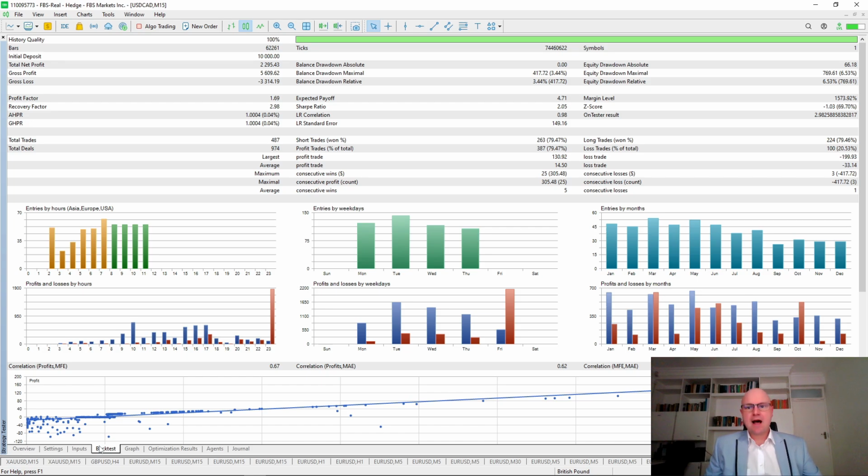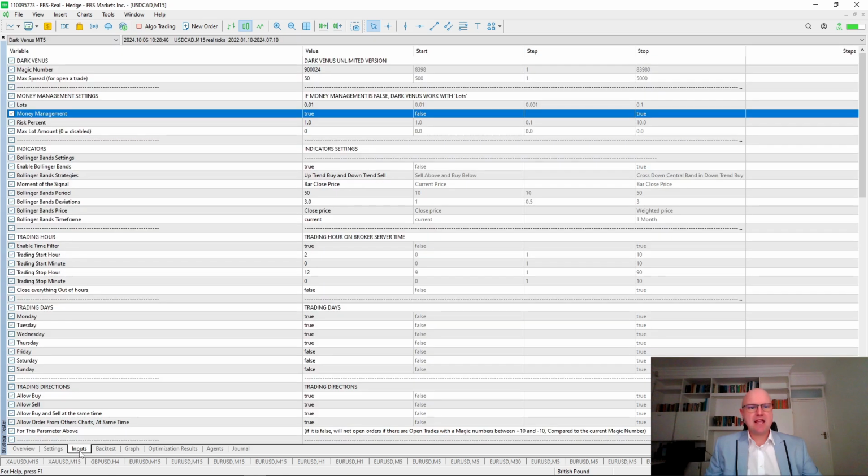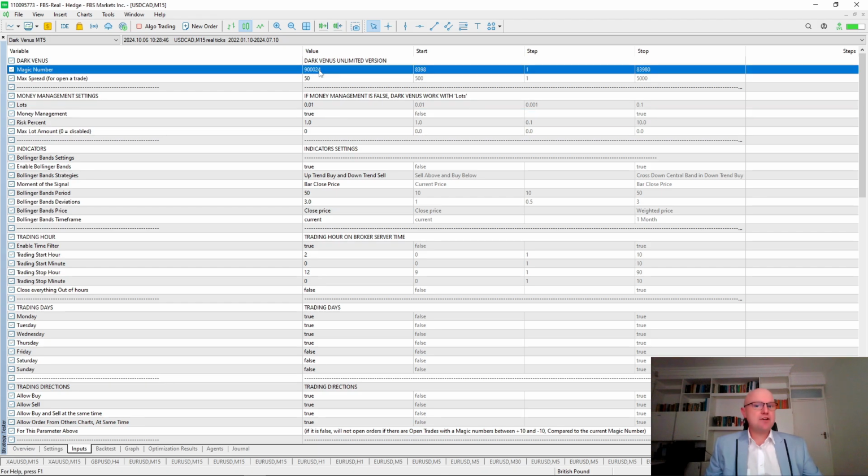If we compare our total net profit to maximum equity drawdown, we have a very good relationship of 1 to 3. So what are the settings that are used for the set file 9024? Now, firstly, at the top, we have our magic number, which is used to identify the EA across different accounts. Then I've also updated the maximum spread filter to 50.